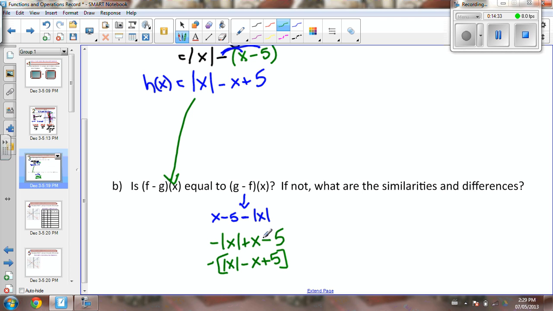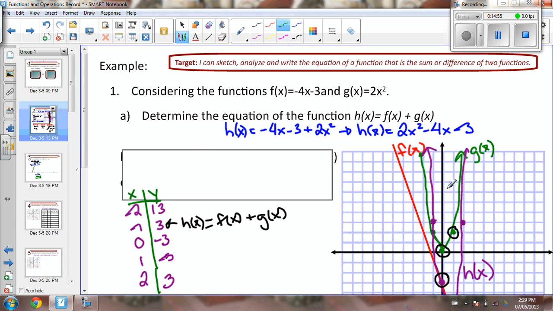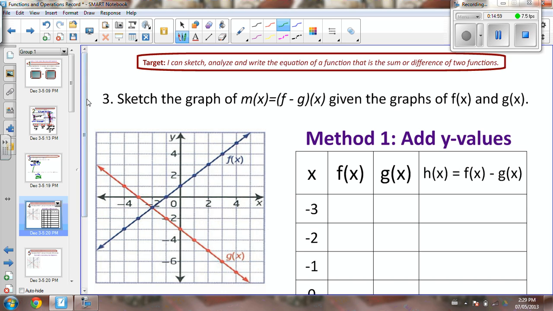Our last thing we're going to talk about here is graphing. Given a graph, find the value. Okay, so they want us to sketch the graph of m of x being simply the same as h of x, our differences of functions, f minus g of x. So given f of x and g of x, find this value. So now here we did the same thing, but they were giving us equations. Now they're giving us a graph and saying find it.